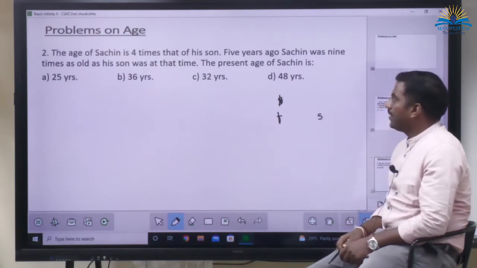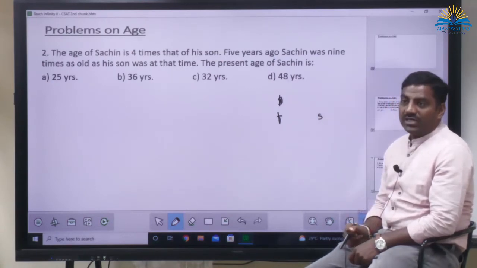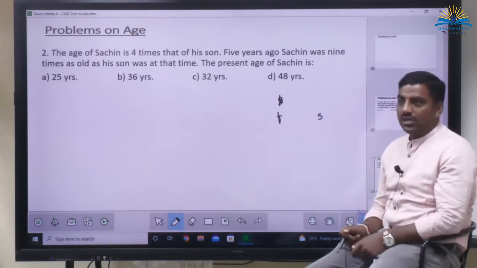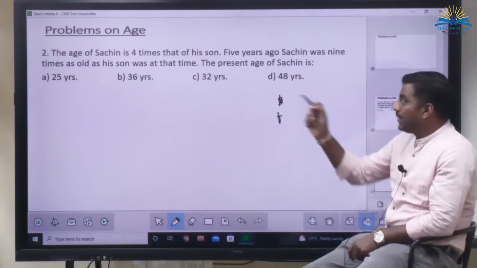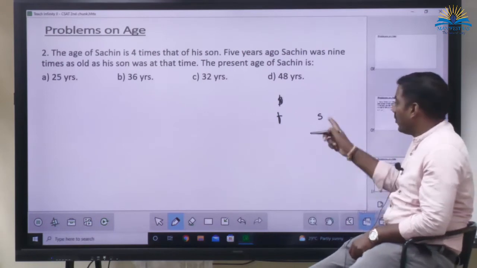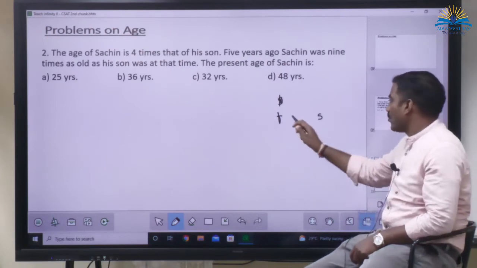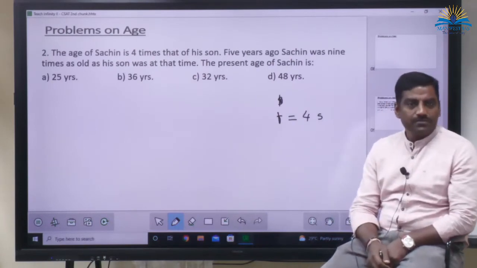Now tell me, Sachin's age is expressed in terms of his son's age. So I have to assume the son's age first. If you assume the father's age, then you will simply get fractions. The age of Sachin is 4 times that of his son. So if Sachin's son's age is S, what will be the age of the father? This is one equation: F is equal to 4S, right?